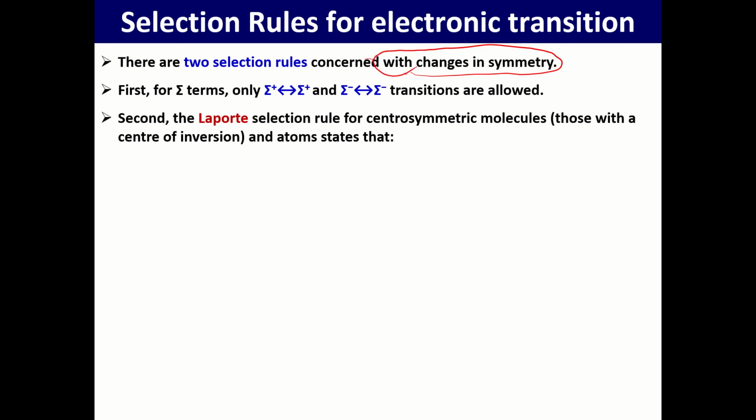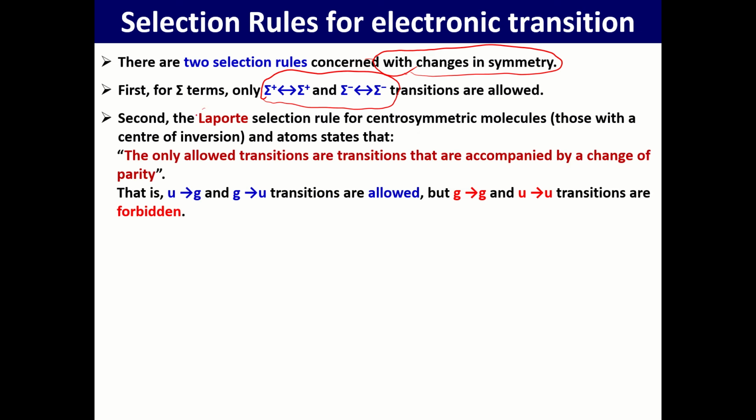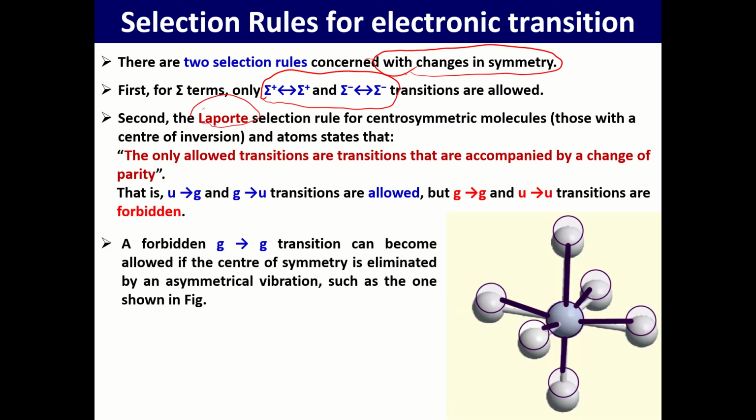So what kind of, it turns out that only these two transitions are allowed for sigma. If the term symbol is sigma, and the other one you very well know, and we have already discussed in the last class. So G to U and U to G, that odd even function consideration. So that way it was clear.